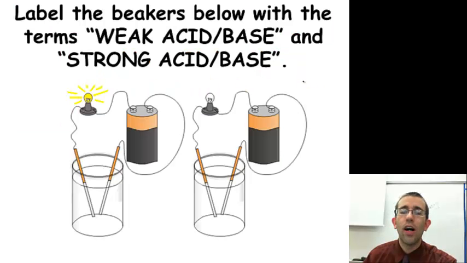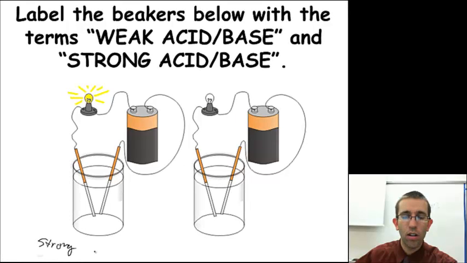All right, so label the beaker as either a weak acid or weak base, or a strong acid and strong base. So label these two. So let's look right here at this one. We got our beaker, it's got a liquid in it. Here's our conductivity apparatus. This one's a little more fancy. We have a very bright light bulb. So you should have down that this is a strong acid or base. We don't really know what it is, but if the light bulb's on bright.